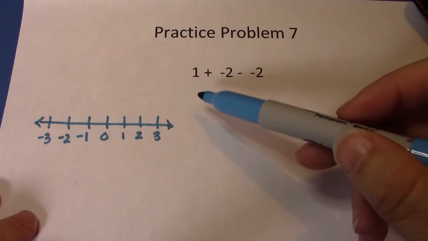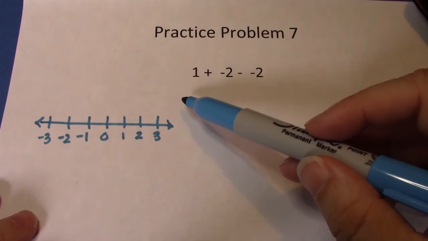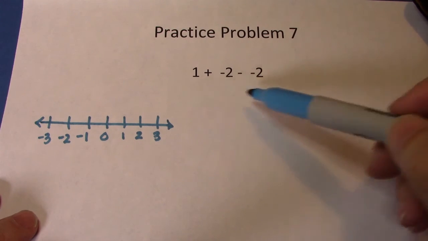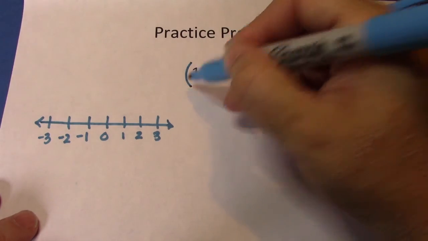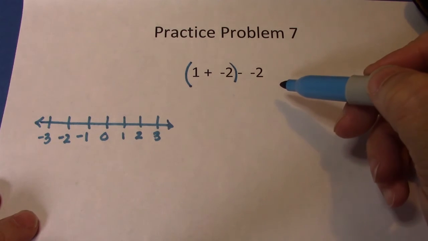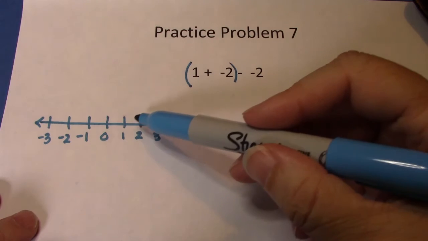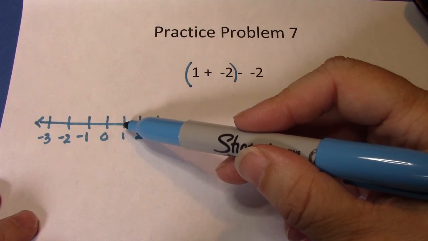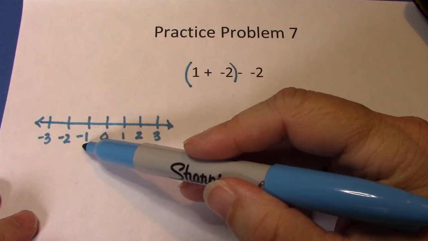Problem 7 has some addition and some subtraction. But remember PEMDAS, we're doing addition and subtraction together, left to right. So let's start with this, and then we'll do the second part. So 1 plus negative 2. We're going to add a negative, so we're going to move left. Moving left 2 spaces takes us to negative 1.